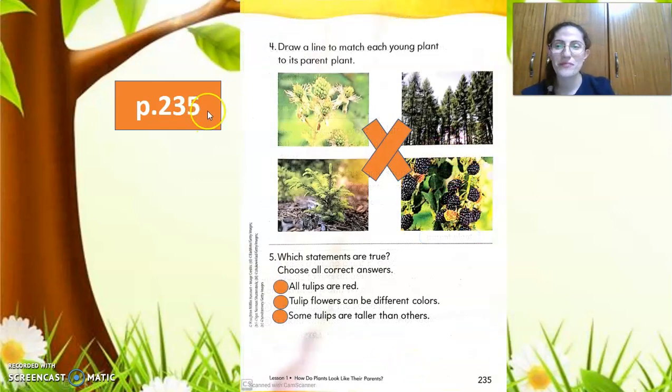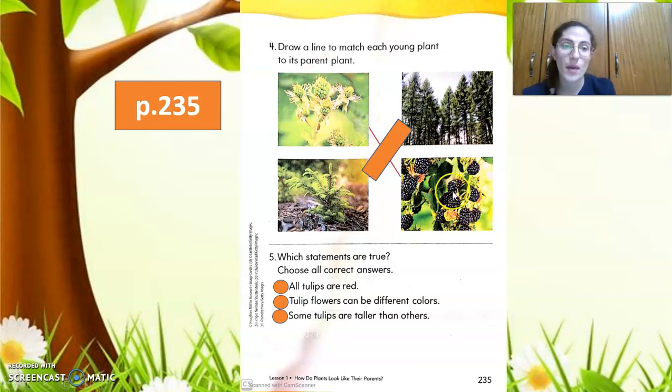We move on. Page 235. Draw a line to match each younger plant to its parent plant. So on the right side we have the parent plants, on the left side we have the younger plants. To which picture should I match this plant? Where is the young of this plant? Excellent! It is this picture. Why? Because they have the same shape of the fruit, but what? Excellent! Fewer fruits and fewer leaves.